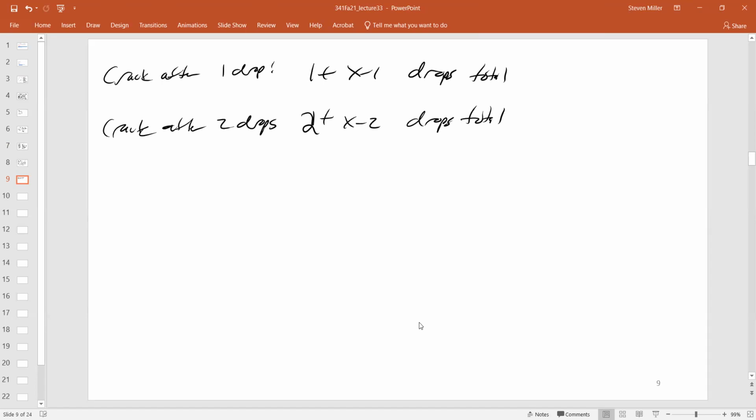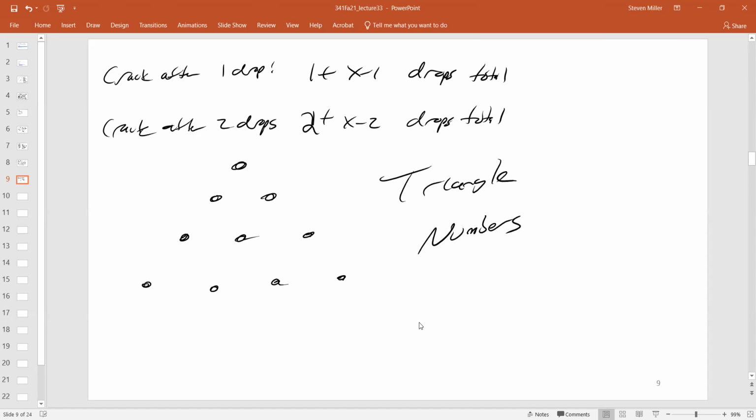So I will leave it as a hint. Anybody know what these numbers are? These are the triangle numbers. So if you use triangle numbers, you can actually do a little bit better. Now, one of the big themes is always generalizing. What would we do next?